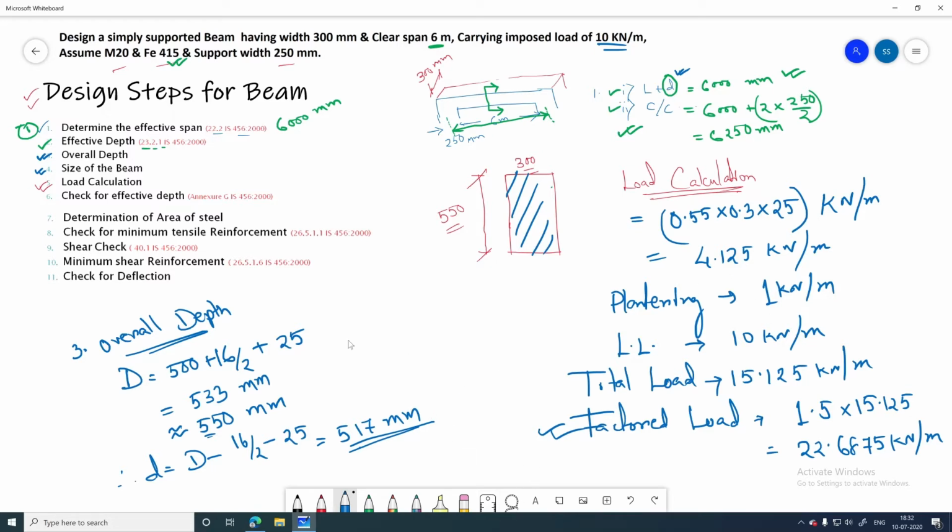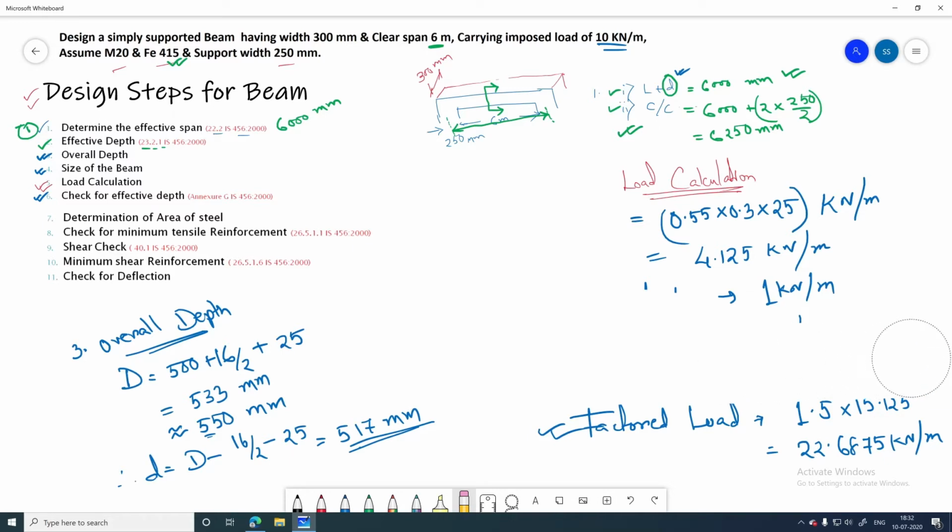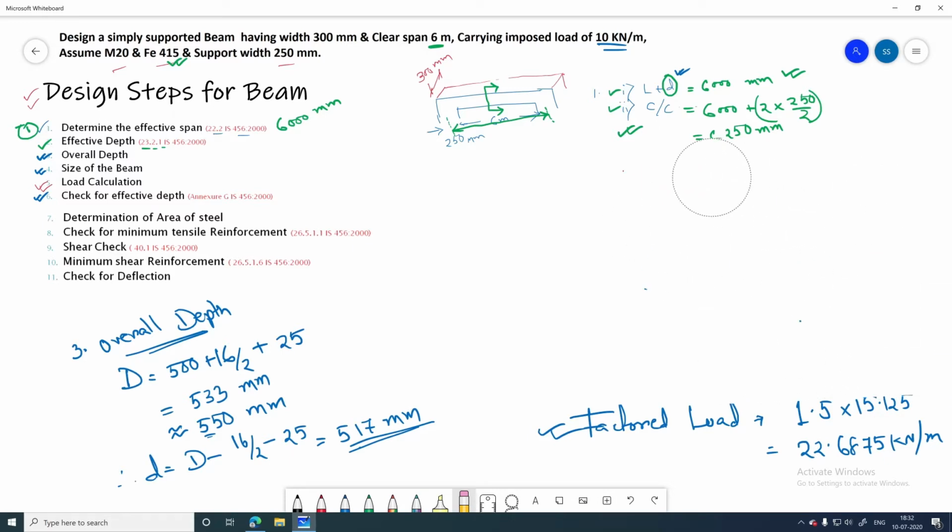Now we are moving on to the check for the effective depth. Okay, this is a very important thing. So let's remove this. So just write down the updated value. So it is 6250 mm, right, the effective span.